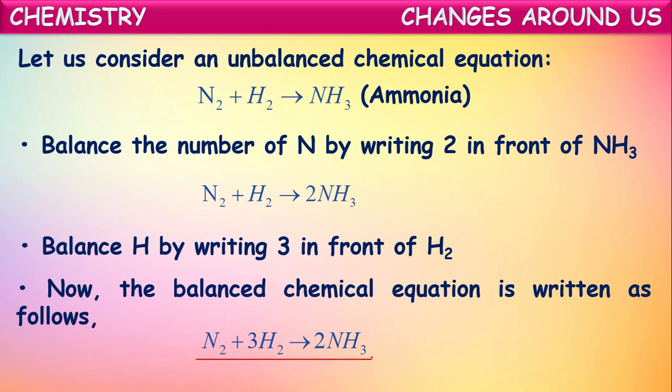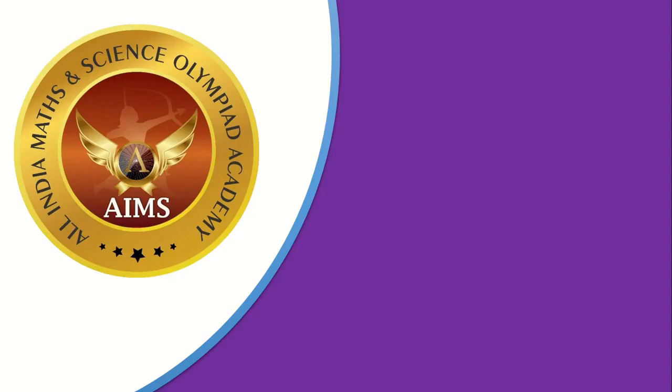In this way, from the unbalanced equation, we can make it a balanced equation by keeping suitable coefficients in front of the symbols and formulae of the reactants and products in the chemical equation. It can be made balanced. After that, the equation obtained is called balanced chemical equation. Okay, that's about chemical equations.